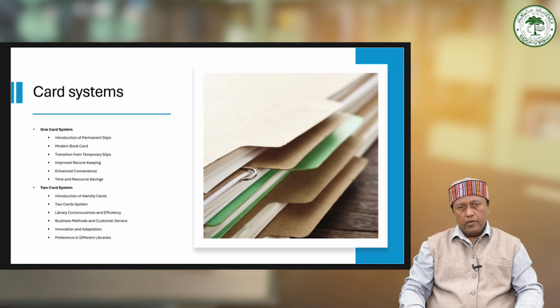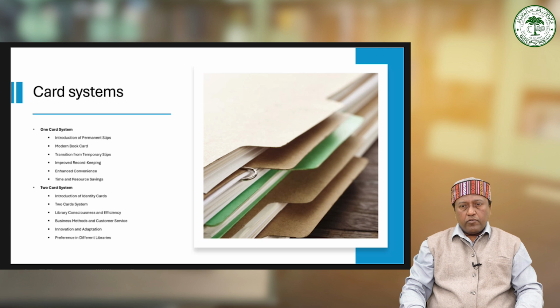Both should be ready. Means the library staff don't have to scribble everything in front of the user, when the user is standing to get the document issued. So that is not required. The book card will be prepared by the technical section, and the reader's ticket, or reader's card, will be prepared by the circulation section. Both the things will be ready.